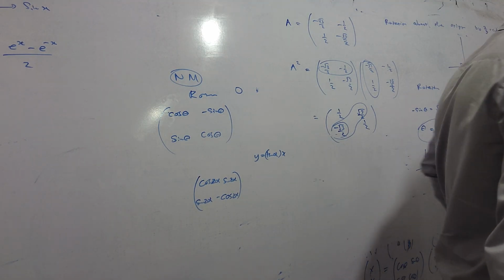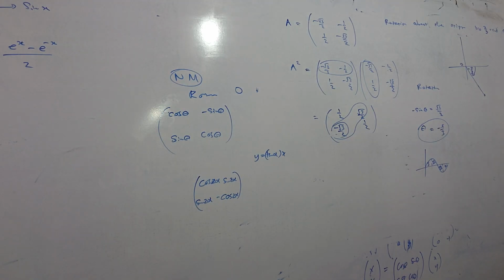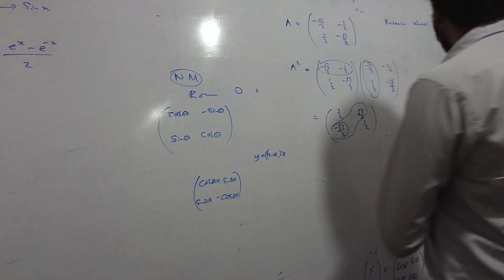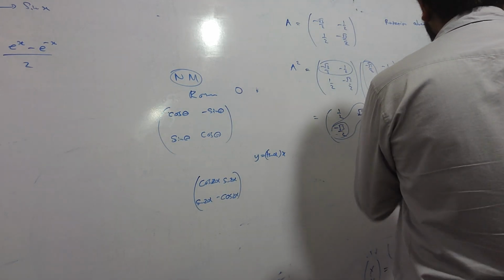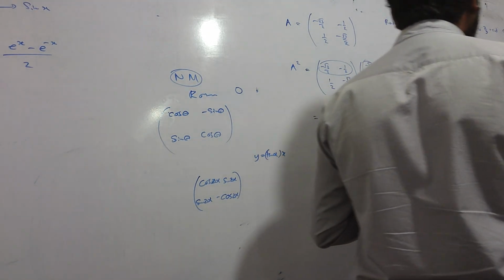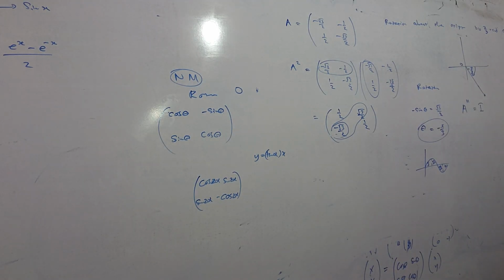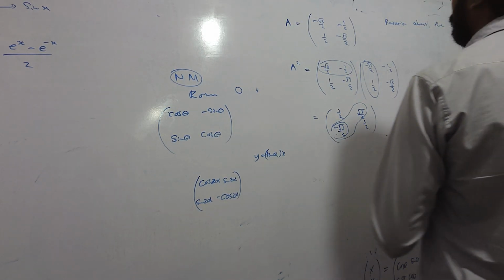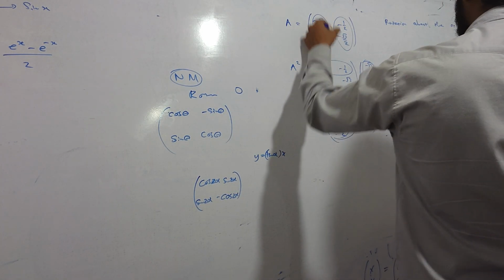Find the smallest integer value of n for which A to the power n is the identity. Yeah, that's quite challenging, but it's only 1 mark. Right. A to the power n is identity. Once again, how does it become identity? Identity means this is 4 coordinate.